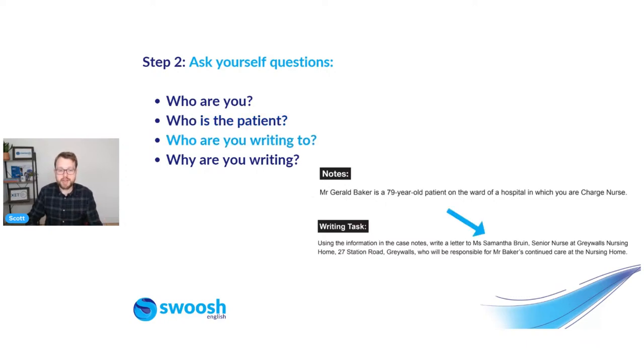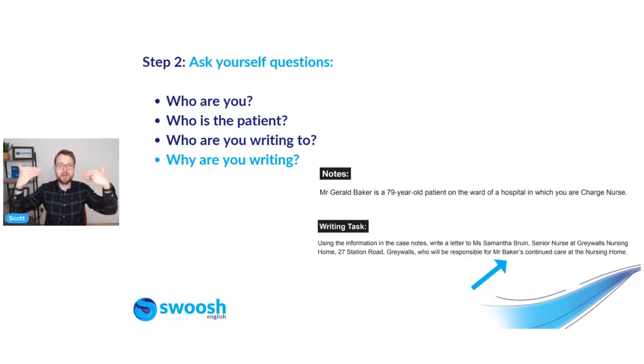Question 3, who are you writing to? So you are writing to a Miss Samantha Bruin, a senior nurse at Grey Walls Nursing Home. Okay, so we're writing from a nurse to another nurse in a separate institution. Now, why are you writing? Well, it says you will be responsible for Mr. Baker's continued care at the nursing home. So we're going to transfer this man, in particular nursing care, to another nursing home with other nurses taking care of them. So how can we transfer all of the essential information from one nurse to another, from the hospital on the ward to a nursing home?